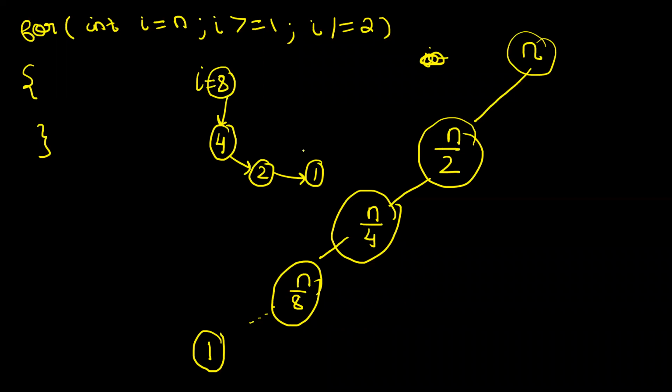And then the loop will no longer run. So the loop is running for 4 times. See, 1, 2, 3, 4. Do you agree? Take a practical example.